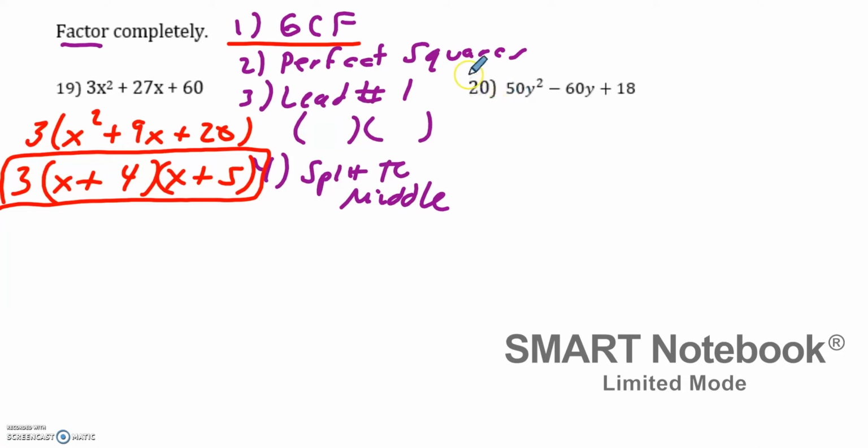Number 20 as well, what I would suggest is first the greatest common factor. Always check for that. When I look at 50, 60, and 18, I know I can take out a 2. I can't take out any y's though, because this doesn't have a y to take out. So if I do that, I'm left with 25y squared minus 30y plus 9.